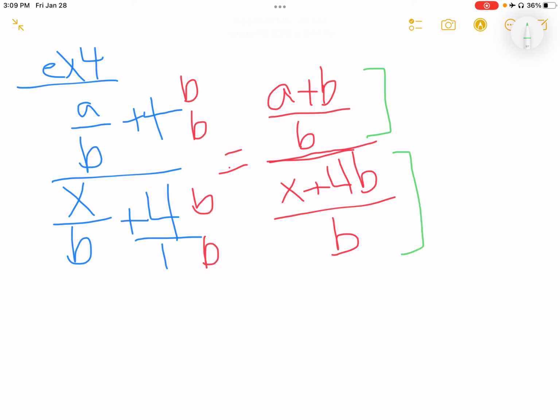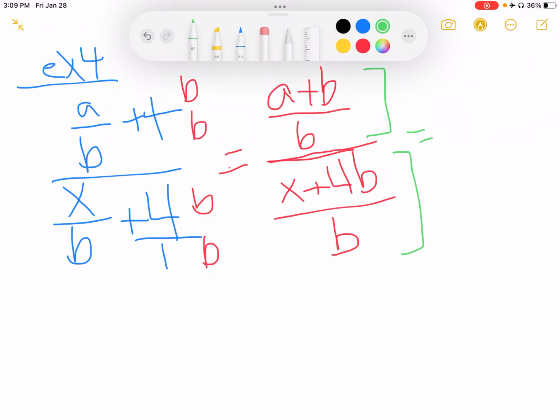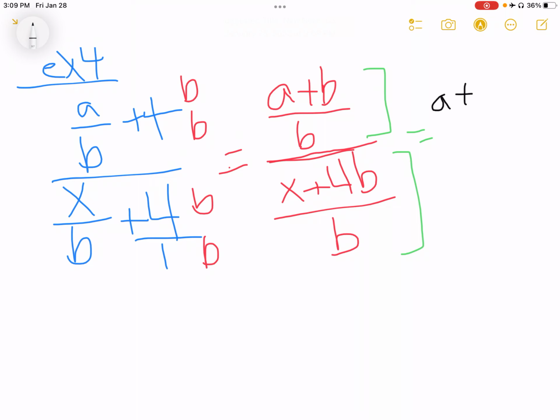Dividing is equivalent to multiplying by the reciprocal. So we write an equal sign: we'd have a plus b over b, and then multiply by the second part, flipped over, so b over x plus 4 times b. So you guys write x plus 4b.